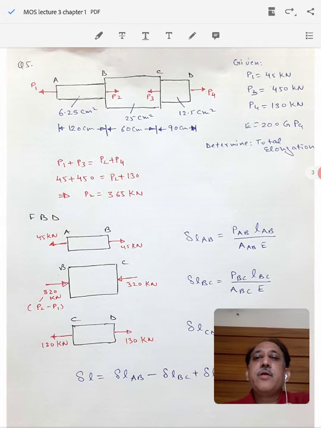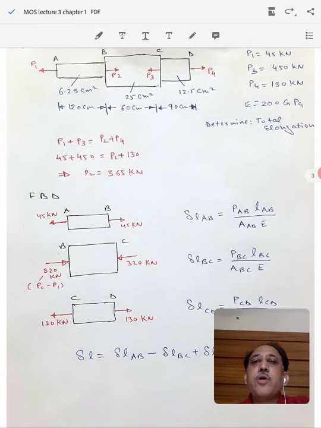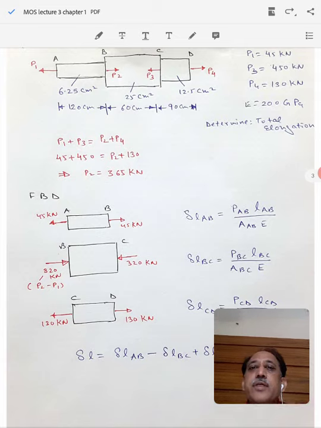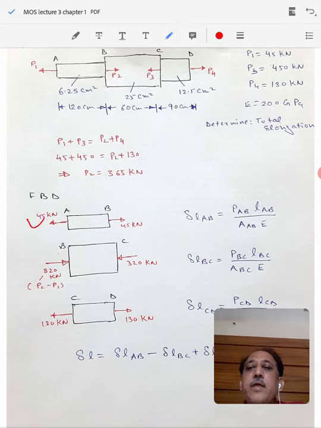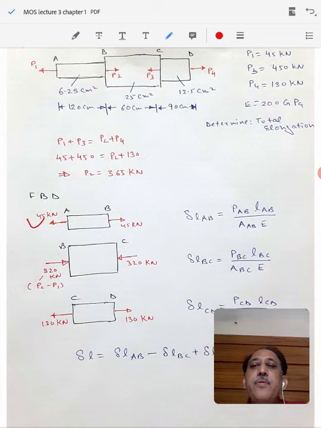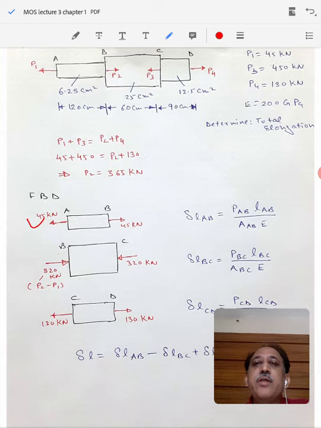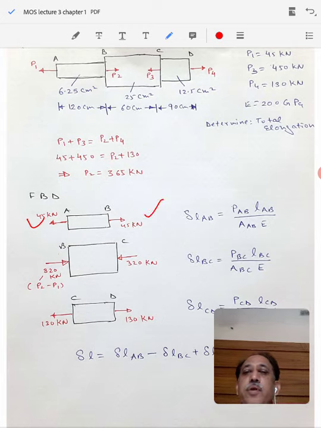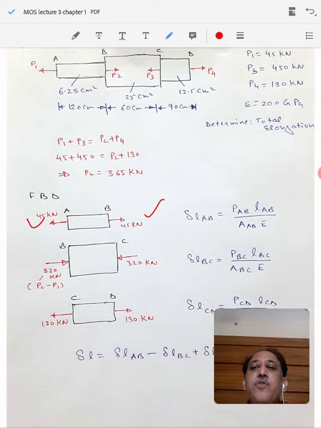Once we have calculated the value of the loads, we are going to draw the free body diagram of each individual section. We draw first the diagram for the section AB, and section AB is having 45 kilonewton force, which is the P1 acting on the left hand side. Obviously the net sum of the forces acting on the right hand side will be 45 kilonewton. You can do it and check it yourself. So 365 minus 450 plus 130 will come out to be your net force of 45 kilonewton on the right hand side also. So the load that is acting on the section AB is 45 kilonewton.